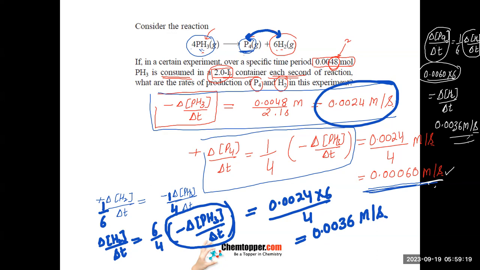Children, this question is very important. It's a multiple choice question, but it's very simple if it is very clear in our head. We are relating the rates of appearance and disappearance using the coefficients of the balanced equation.